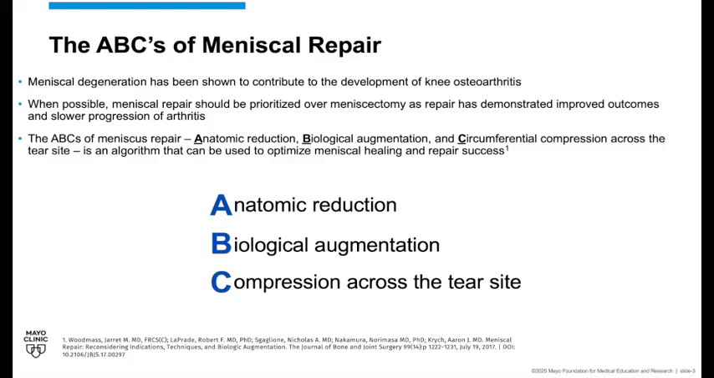A relatively new algorithm, coined the ABCs of meniscal repair by Woodmass et al., has emerged as a blueprint for optimizing the success of a meniscal repair. The ABCs of meniscal repair refer to anatomic reduction, biologic augmentation, and circumferential compression across the meniscus tear, respectively.